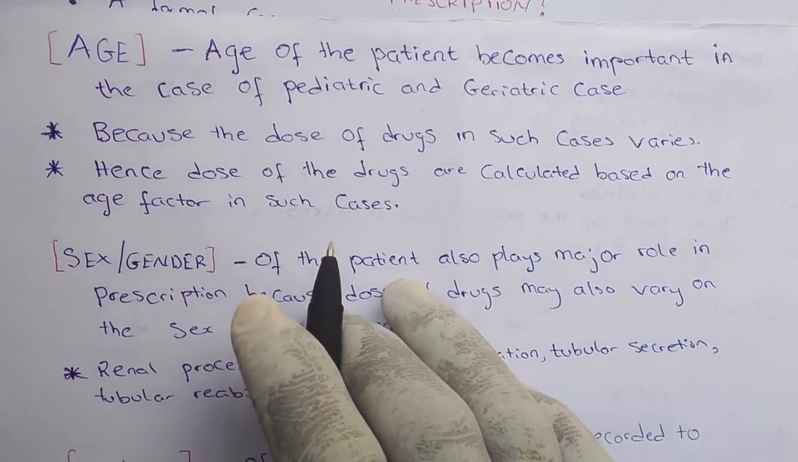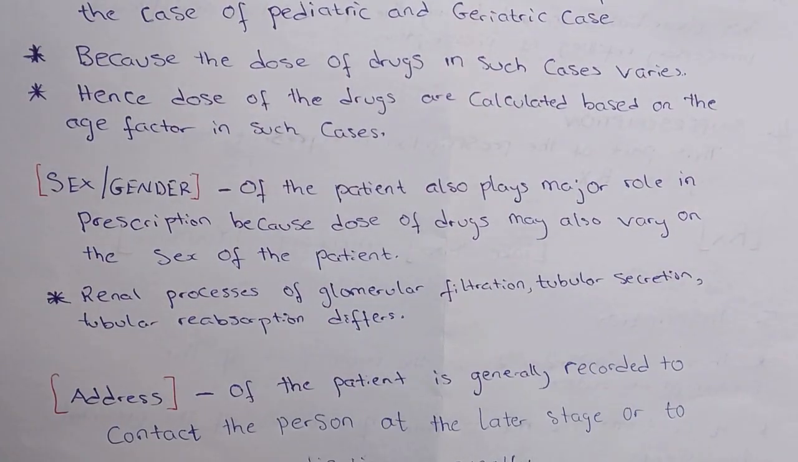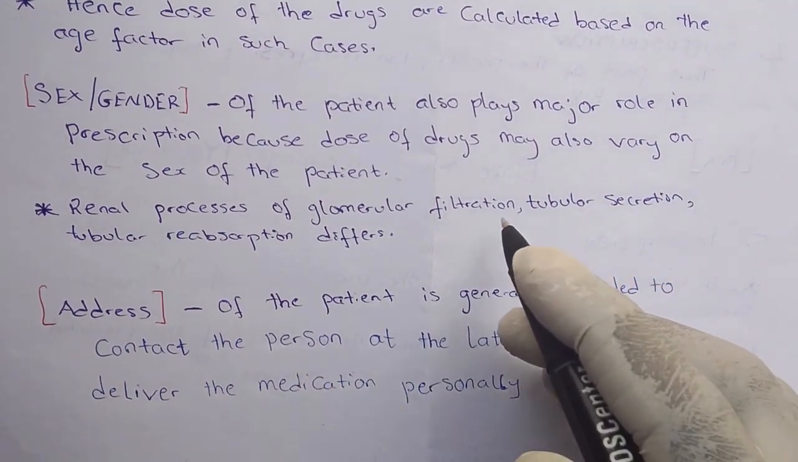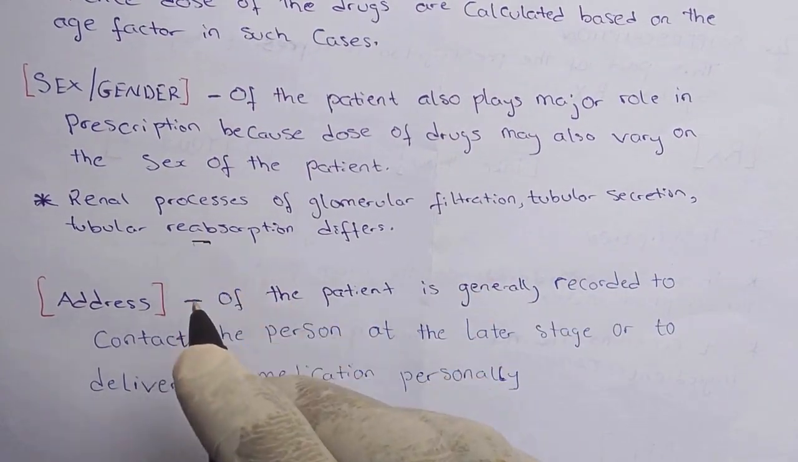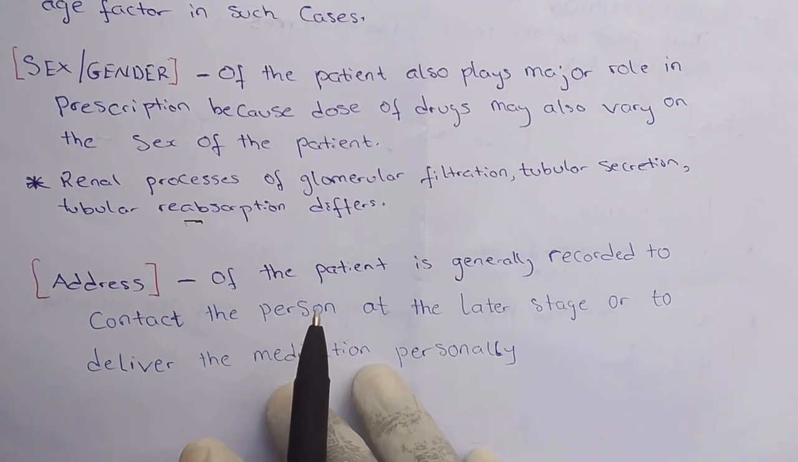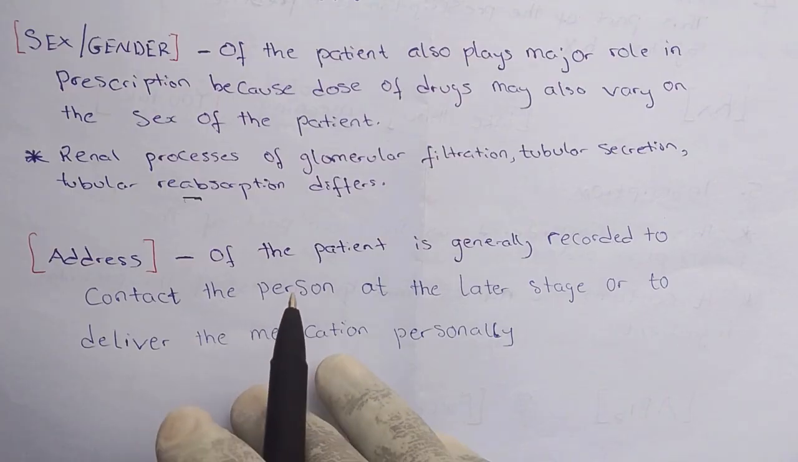Sex, gender. Sex of the patient also plays a major role in prescription because the dose of drugs may also vary based on the sex of the patient, as their abilities to metabolize and response towards drugs may vary in many cases. Renal processes of glomerular filtration, tubular secretion, and tubular reabsorption appear to be faster in men compared to women, whether considered on a milligram per kilogram basis or total body weight basis. Address. Address of the patient is generally recorded to contact the person at a later stage or to deliver the medication personally. That is all for the patient information.